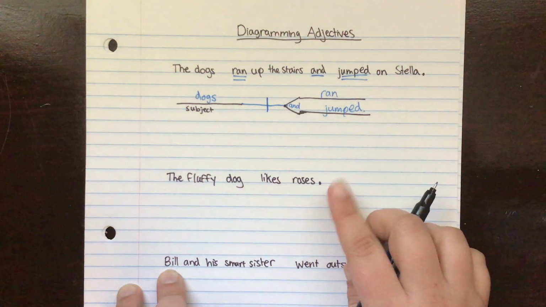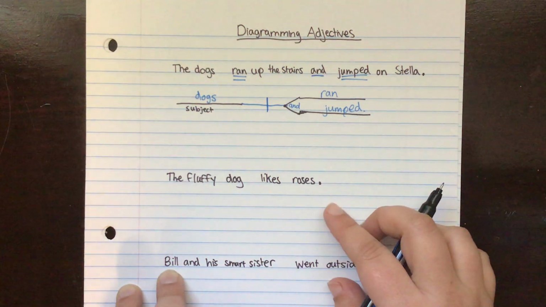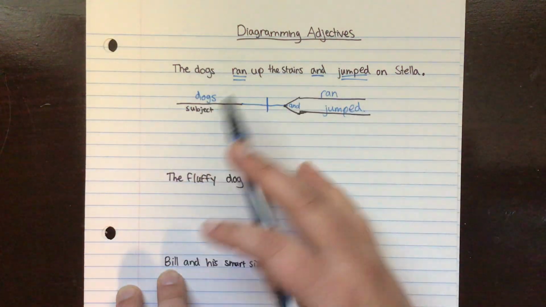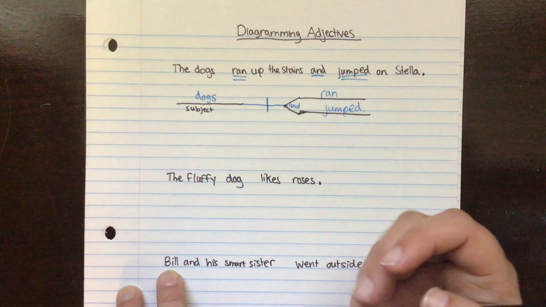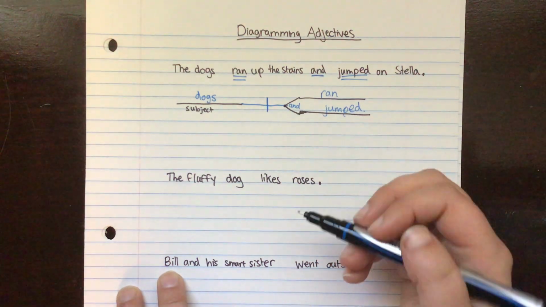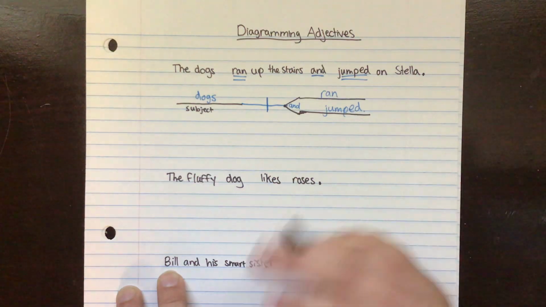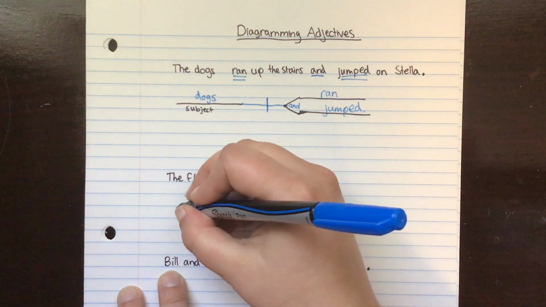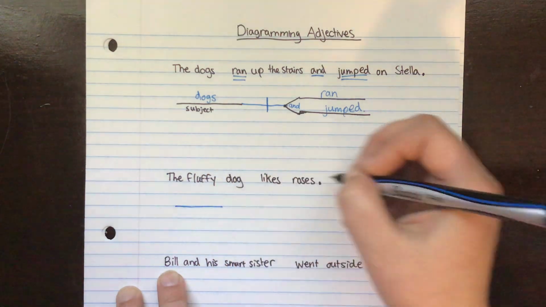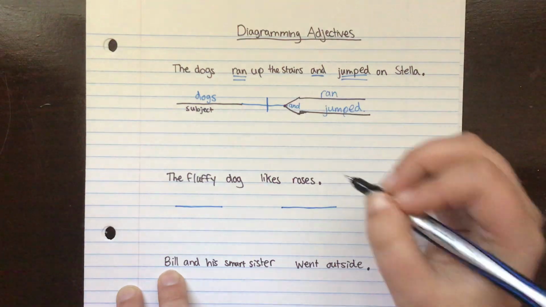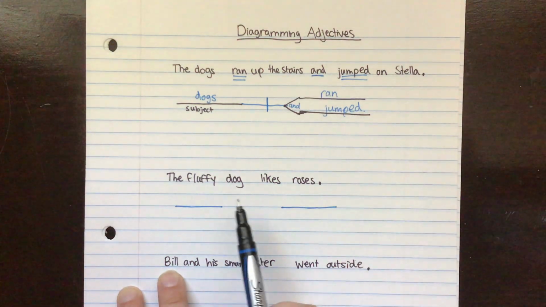Now let's talk about what happens when we have adjectives in our sentence. This one has an adjective, but we're not going to worry about it for now. When we want to diagram an adjective, it's going to be attached to our subject. So starting off, we're going to treat our sentence like a regular sentence. So I'm going to draw a line for my subject, and I'm going to draw a line for my verb. There might be more than one in either case. That doesn't matter.